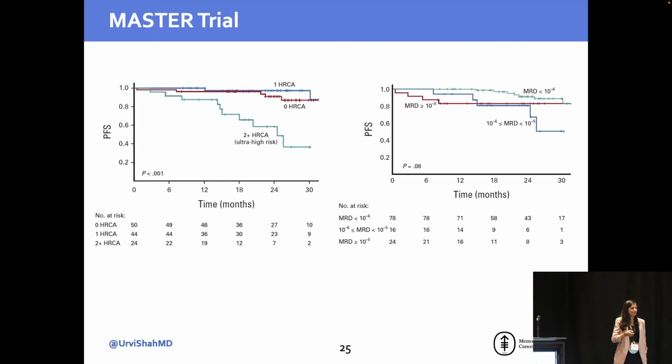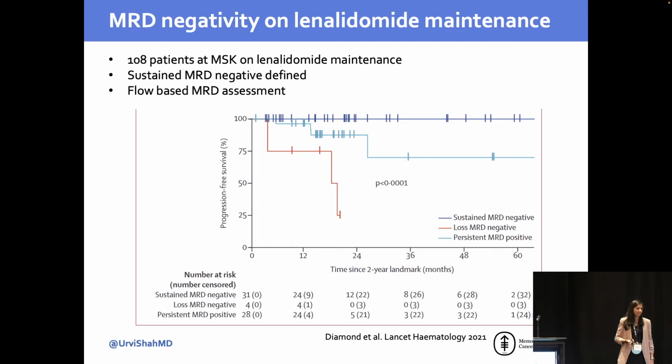However, looking at the MRD negativity state, among all those who achieved it, the ones who had MRD below 1 in a million, which is the green bar, seem to be a little bit better than the others, but it's not statistically significant. I also think it could be related to the short follow-up, and we need to see what that looks like. So that's the MASTER study, where they are now trying to decide how much therapy a patient gets dependent on their MRD status.